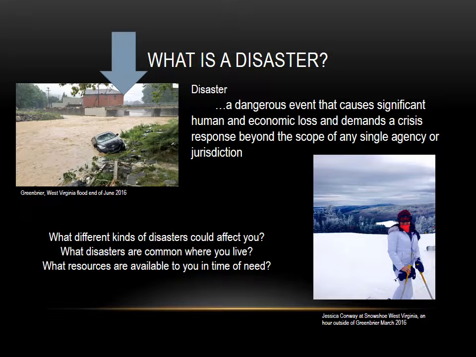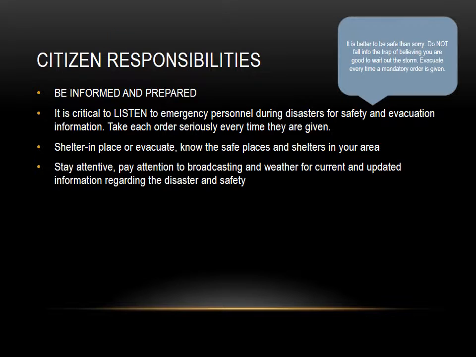It's also important for citizens to be aware of what resources are available to them during their times of need in case of a disaster. The citizens are responsible for being informed and prepared for disasters.